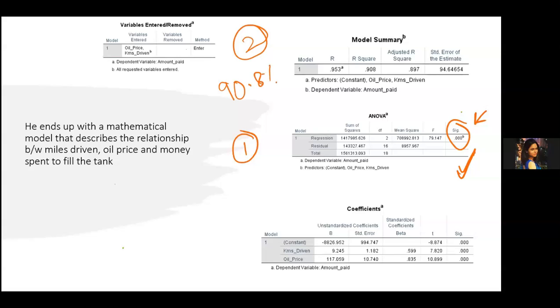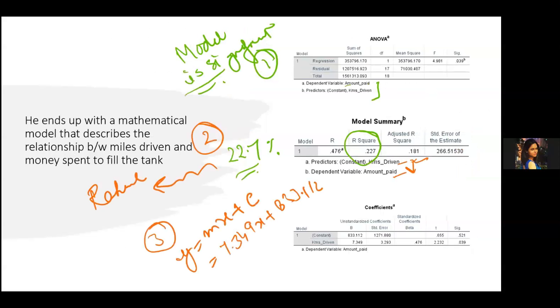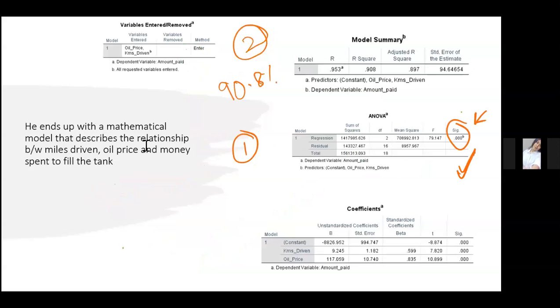90.8%. And do you remember कि पहले सिनेरियो में कितनी क्या वैल्यू थी? 22.7. And here it is explaining 90.8% of the variance. So which one is better? This one is better. Right. And tell me, you were saying something?